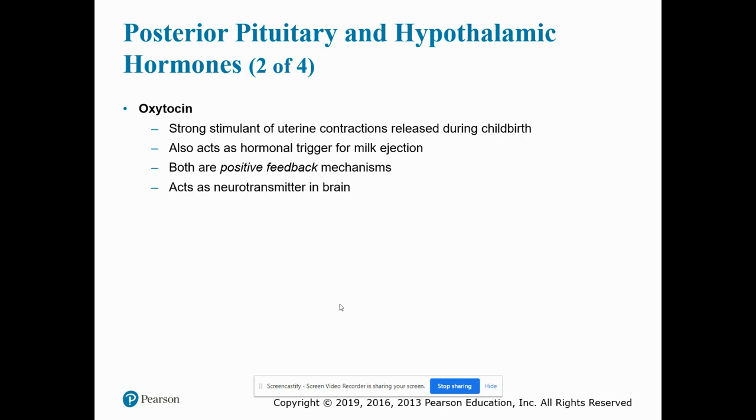Oxytocin also acts as a hormonal trigger for milk ejection. Again, both are positive feedback mechanisms, and it acts also as a neurotransmitter in the brain. Oxytocin is also known as the cuddle hormone. So, for example, whenever you pet your dog, both you and your dog will secrete oxytocin. Whenever you're with your significant other and you guys are hugging and stuff, then you're both secreting oxytocin.